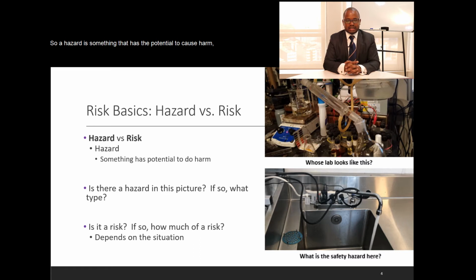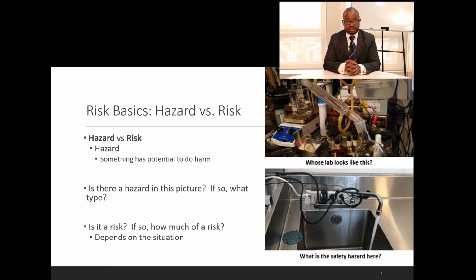So a hazard is something that has the potential to cause harm. Hazards could be a cable on the floor, or a chemical put on a bench. These two have the potential to do harm. Someone can trip over the cable. In the lab, someone could knock off the chemical from the bench.